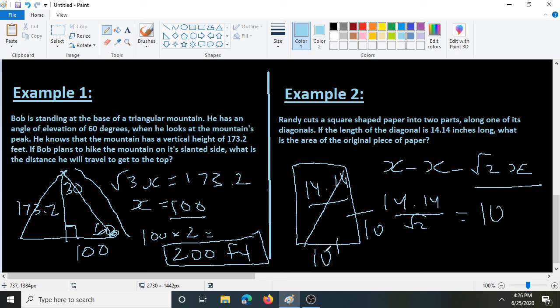We all know that to find the area of a square, we just square the length of one of its sides. The side length of this square is 10. So we can find the area by doing 10 squared, which is equal to 100 inches squared.